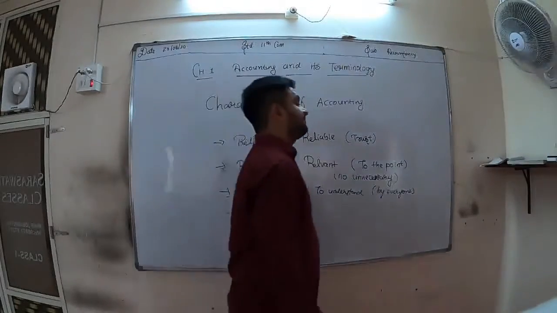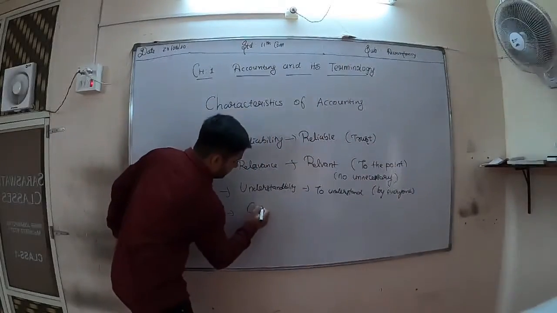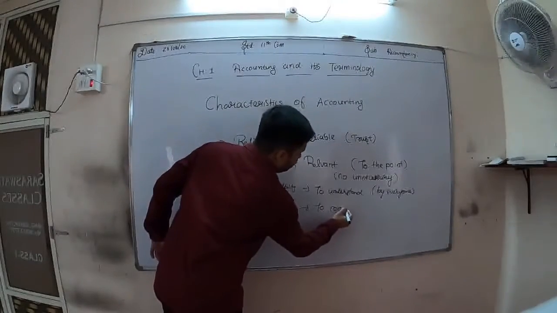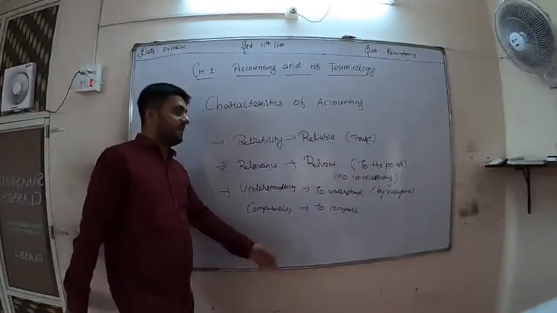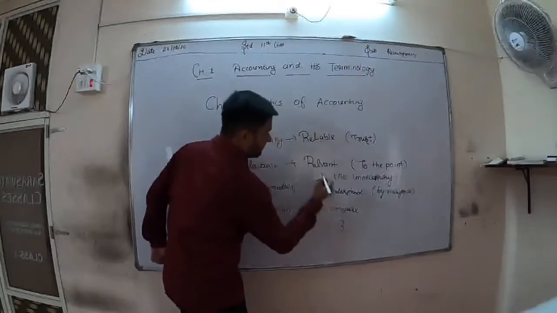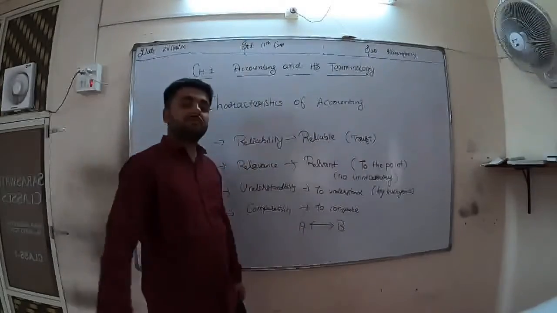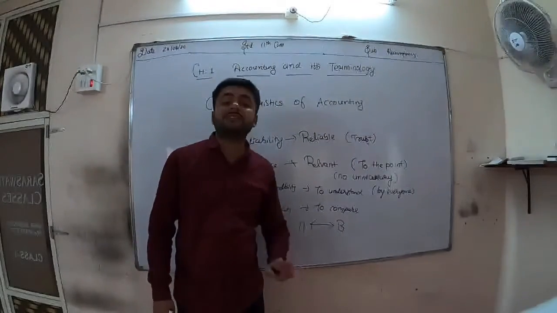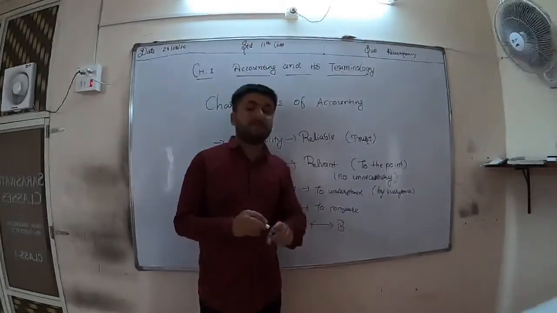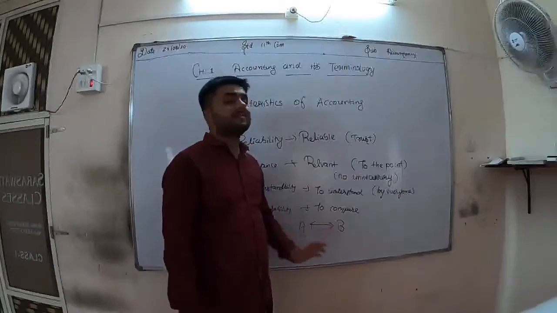And the last, comparability. Comparability means to compare. It is a very simple thing to understand. Suppose there are two business houses, A and B. Then the accounting information of both the houses should be comparable to each other. A is presenting information, B is presenting information. Now if you need to compare both the businesses, then the accounting information should be such which is comparable.